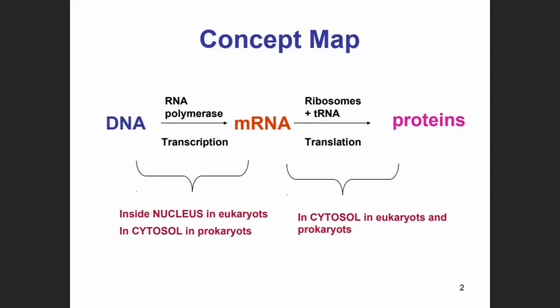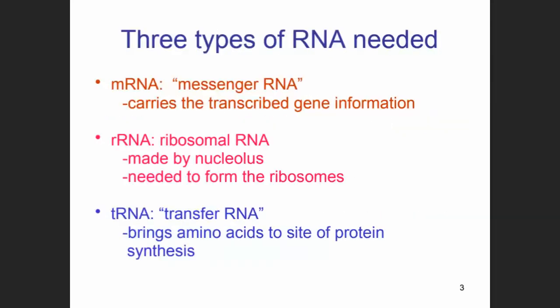The types of RNA that I need you to know: the messenger RNA is the one that will be transcribed from the DNA, in other words, synthesized from the DNA. Ribosomal RNA is made by the nucleolus and is needed to form the ribosome, which is the factory for proteins. And then the transfer RNA brings amino acids. The transfer RNA has two sites. One site binds an amino acid, and the other site has what we call an anticodon. Let me move on, and I will show you exactly what a codon and an anticodon are.